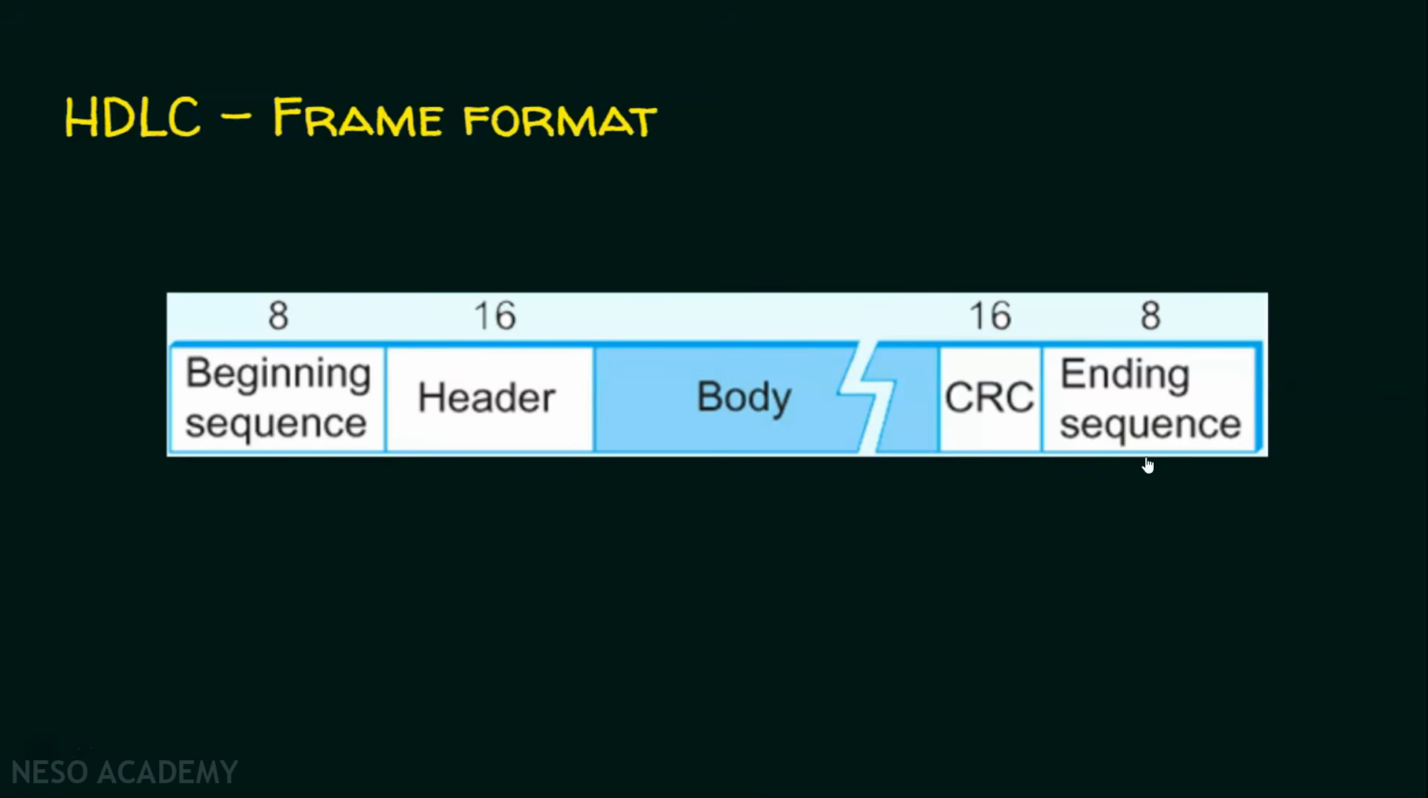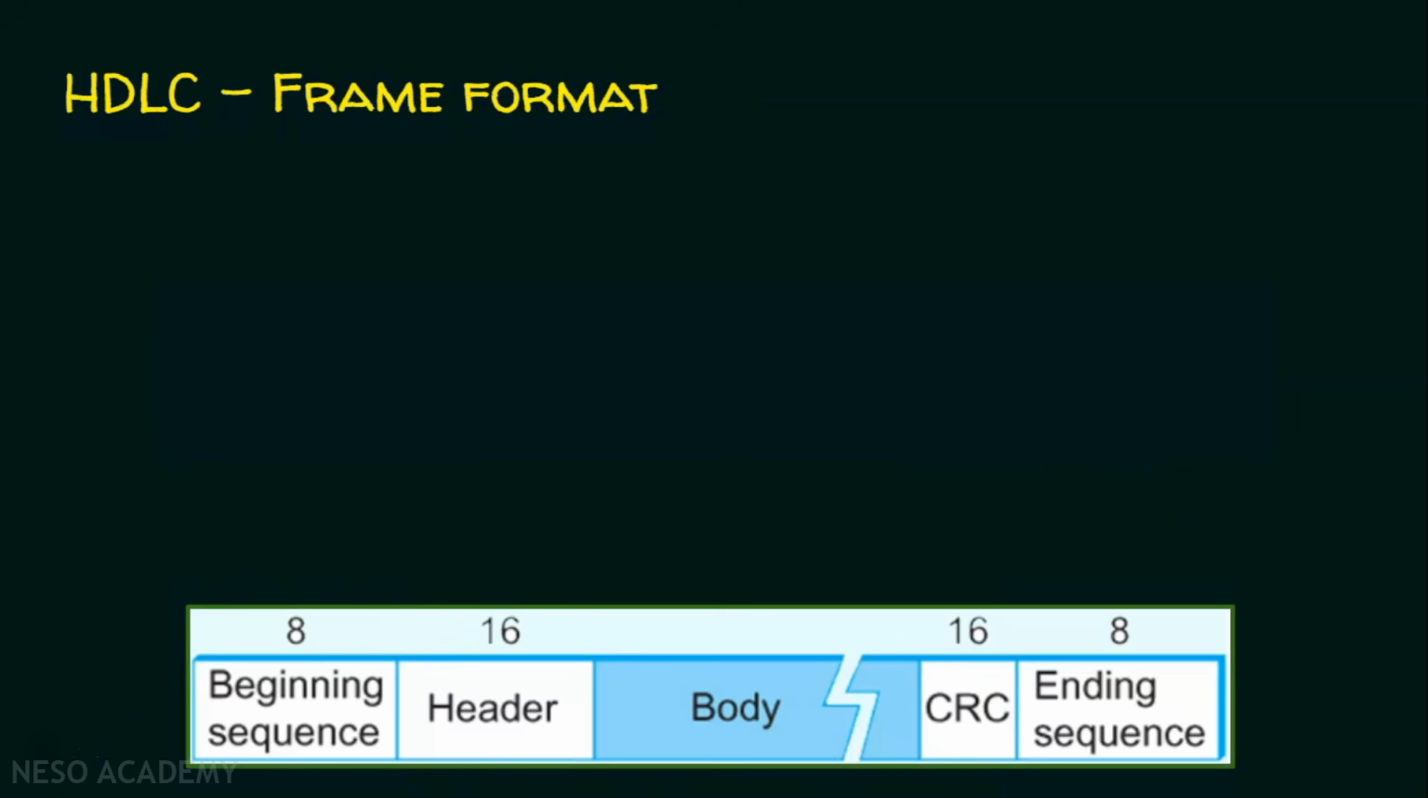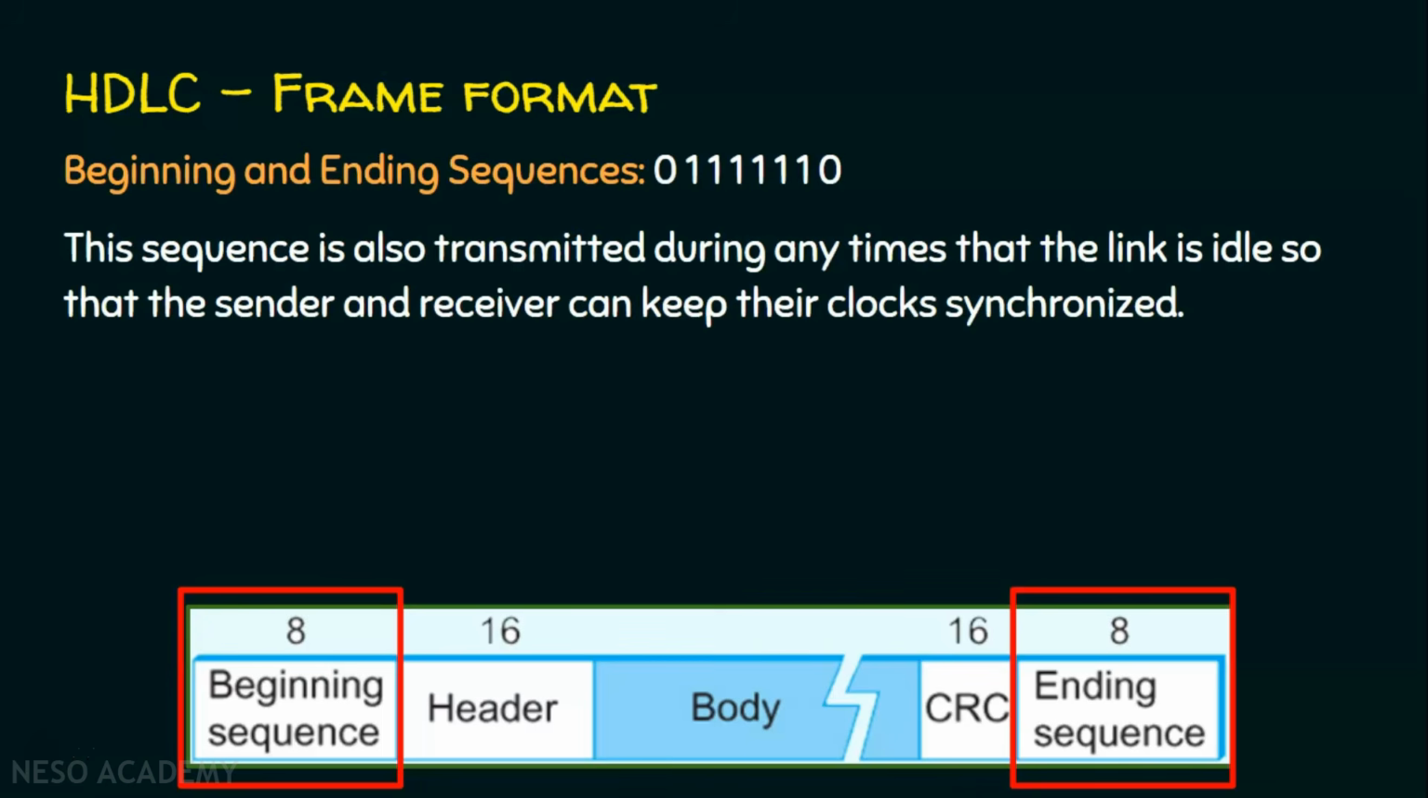Let's see the fields in the frame format one by one. Let's start with the beginning sequence and the ending sequence. In HDLC frame format, the first field is the beginning sequence and the last field is the ending sequence. So HDLC uses these 8 bits as the beginning sequence and the ending sequence: 0, 1, 1, 1, 1, 1, 1, 0. It means 0, then 6 ones, and then 0. Whenever any frame is created, the start of the frame and the end of the frame will be with this sequence.